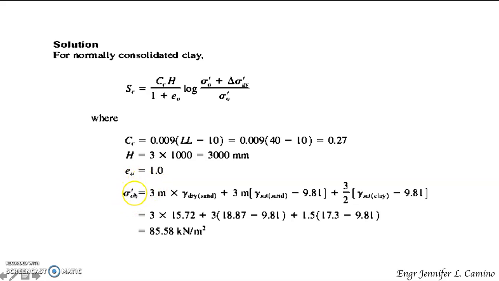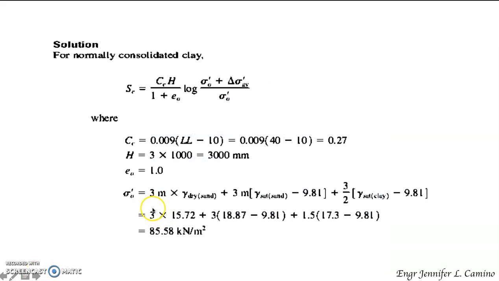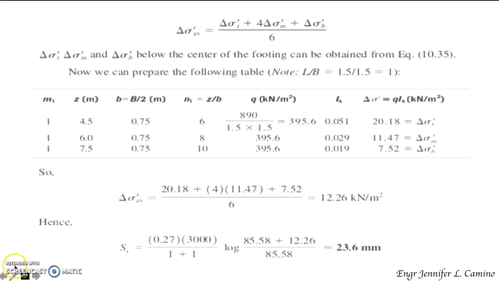Therefore, our sigma o prime would be equivalent to 3 times 15.72 plus 3 times, this is saturated, 18 minus 9.81, then half of this layer, so 3 over 2 times 17.3 minus 9.81, since this is also saturated. We get a value of 85.58 kilonewton per meter squared.